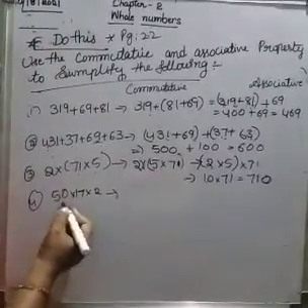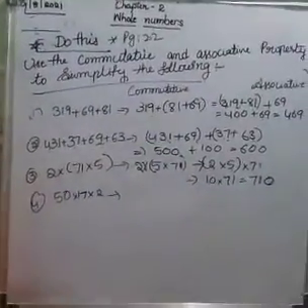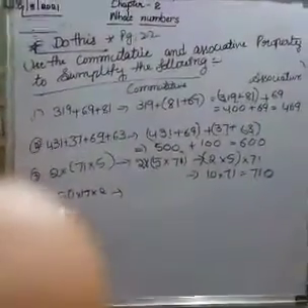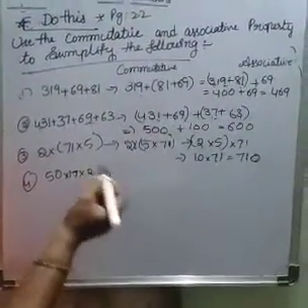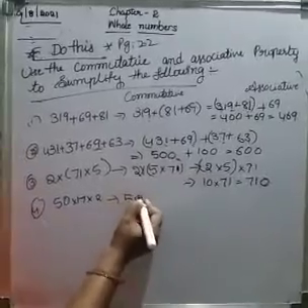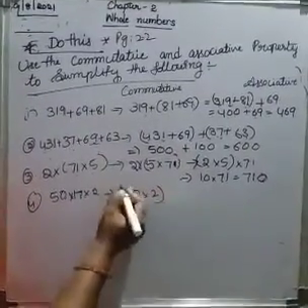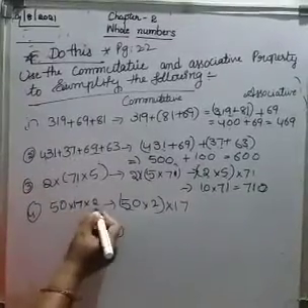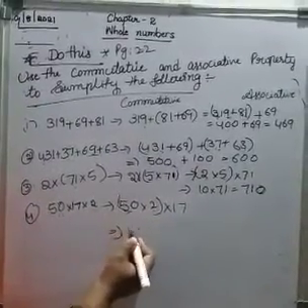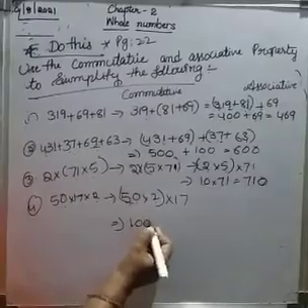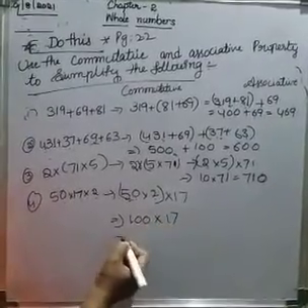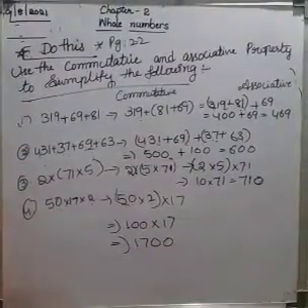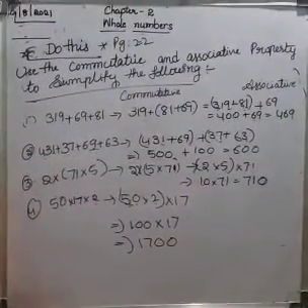Next, 50 into 17 into 2. Which two numbers do we have to write in a bracket? When we multiply 5 into 2, it is 10, 0. This is very easy, no? 50 into 2 into 17. 5 2s are 10, 0. 50 2s are 100, into 17. Okay, 1700. Answer is 1700.